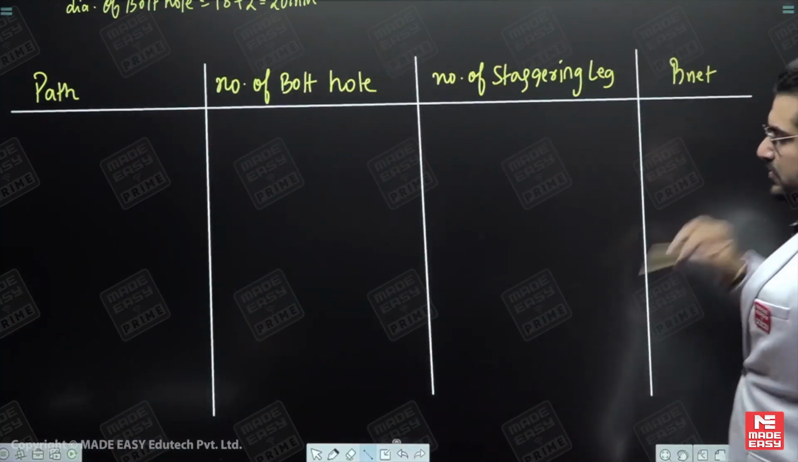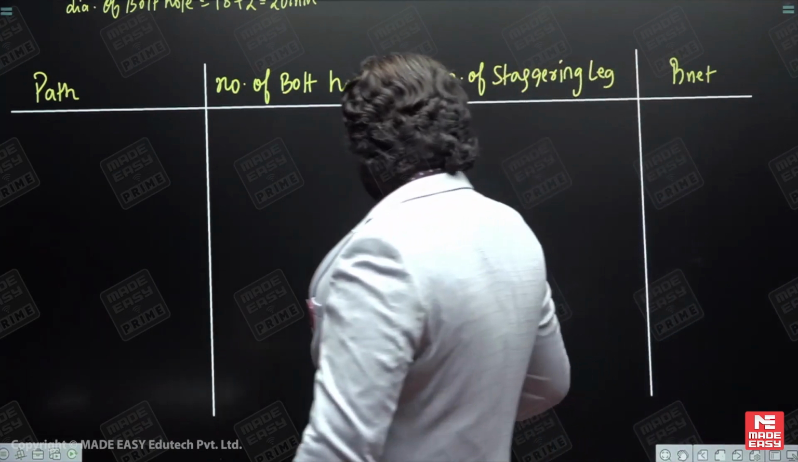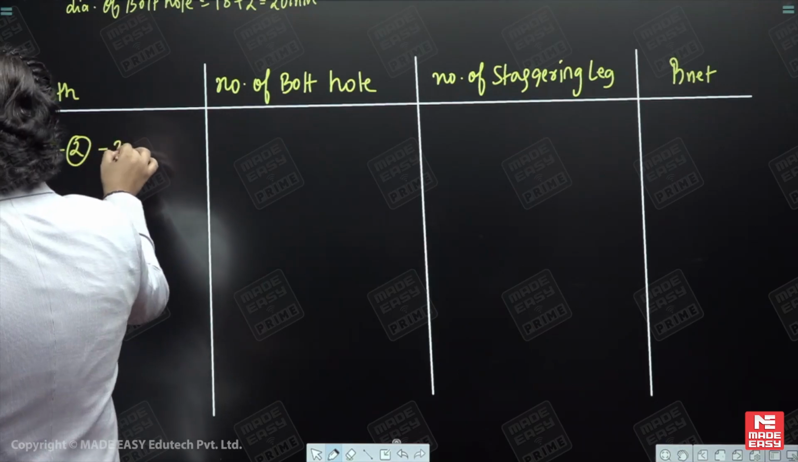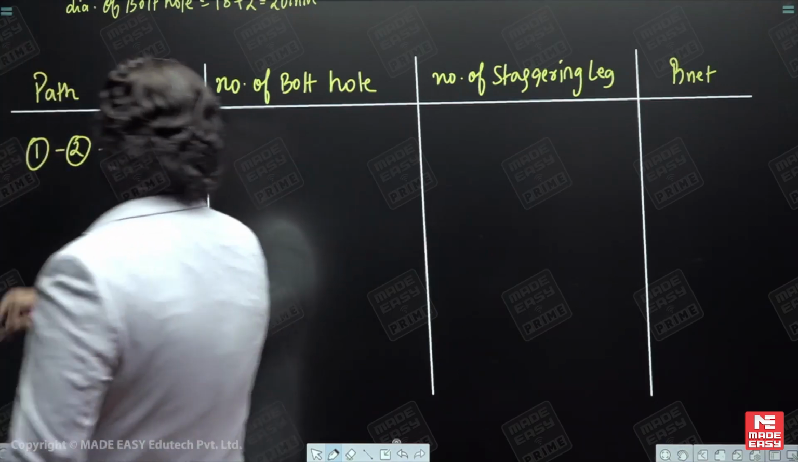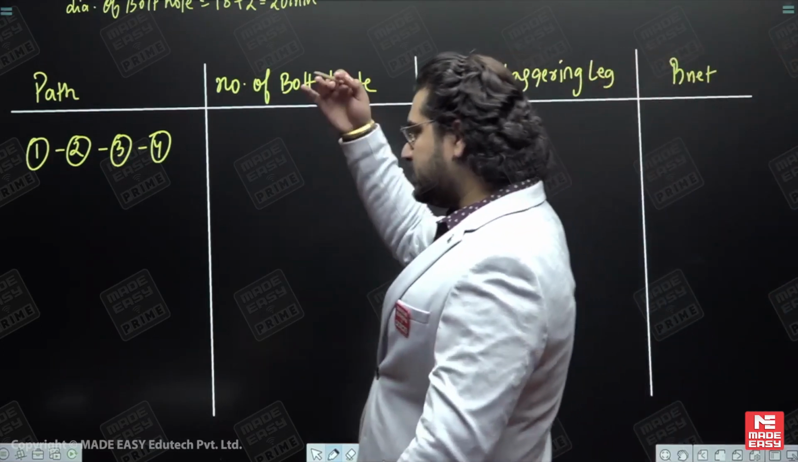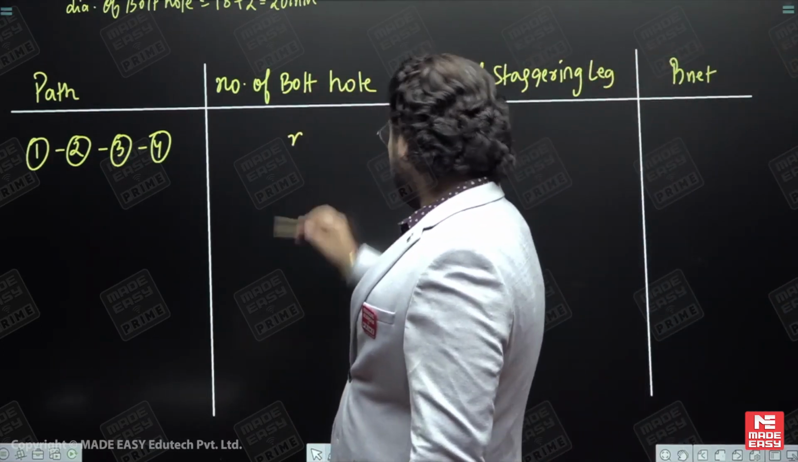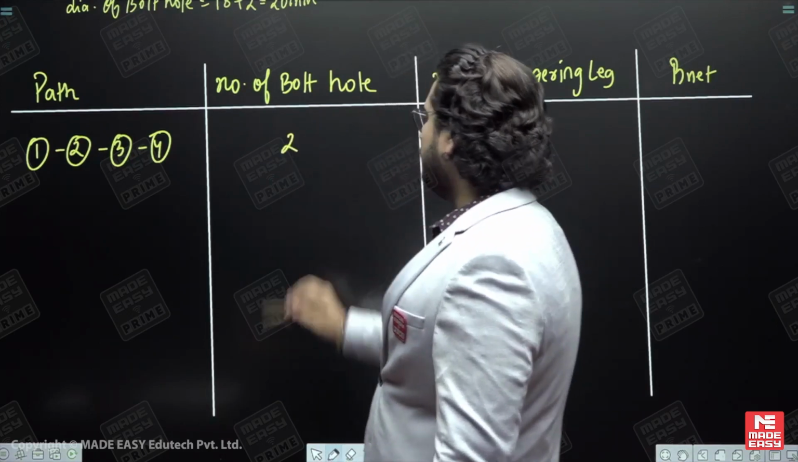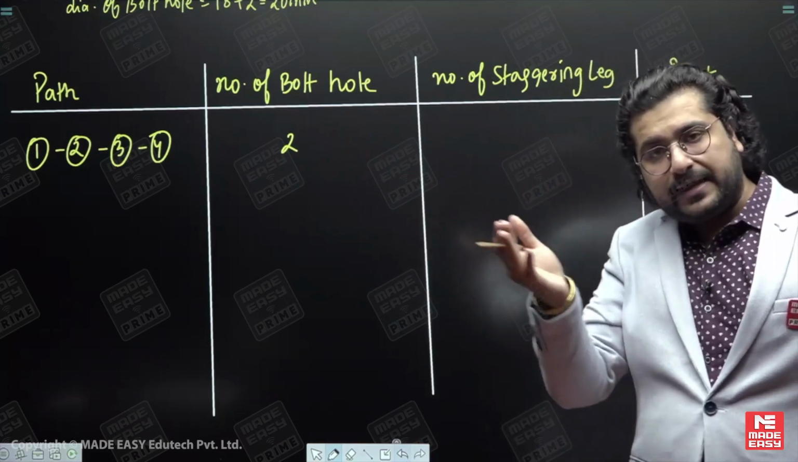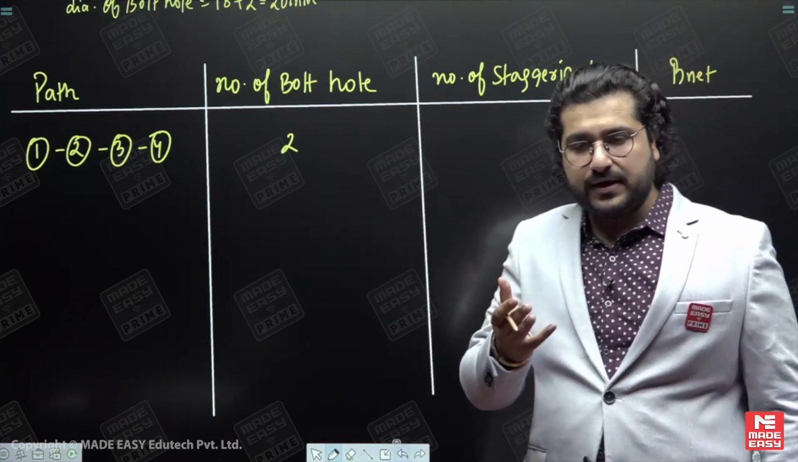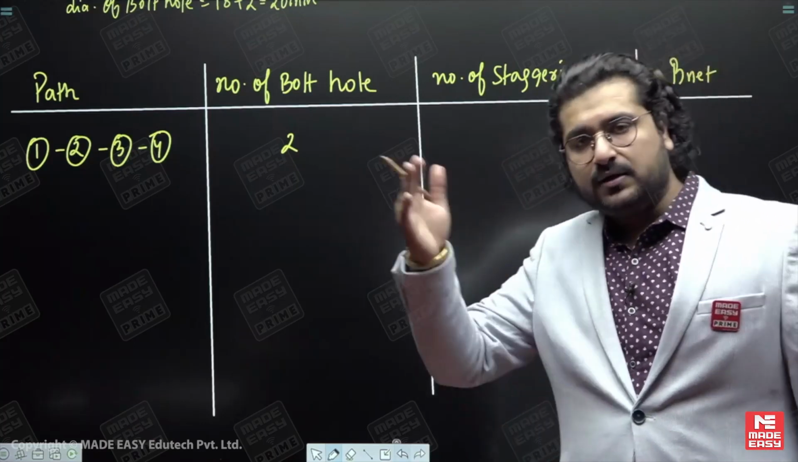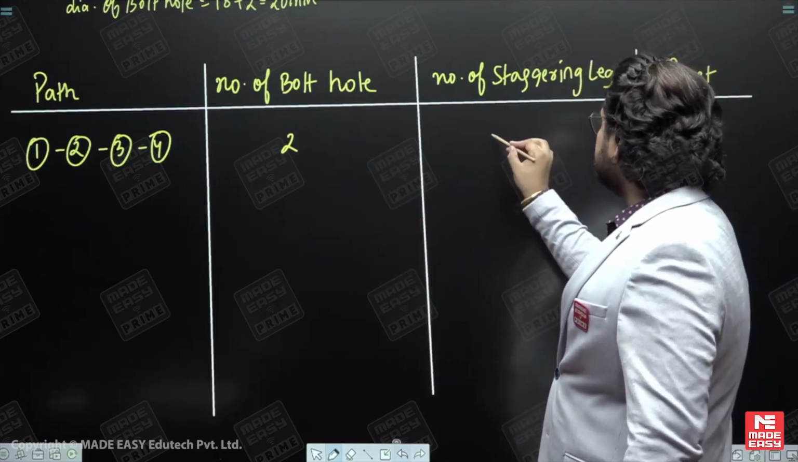Alright, my dear. So what path have we considered right now? We have considered path 1, 2, 3 and 4. Just a straight crack, like in a chain pattern. When it goes straight away, the number of holes that came into the picture were 2. How many staggerings? That means how many inclined cracks have you considered? There was no inclined crack. You have taken the crack straight away, perpendicular to the line of action of loading. Nothing was inclined, so there was no staggering leg.